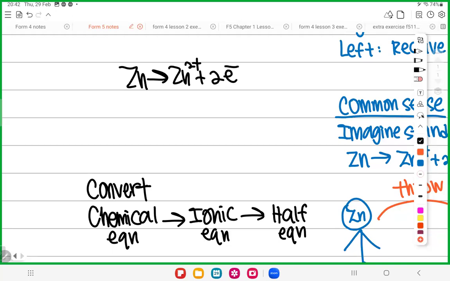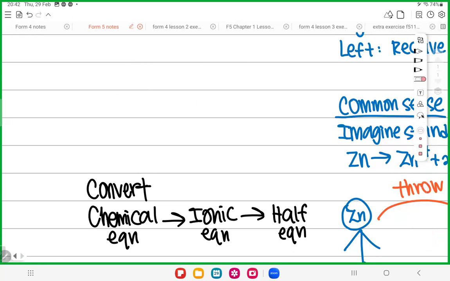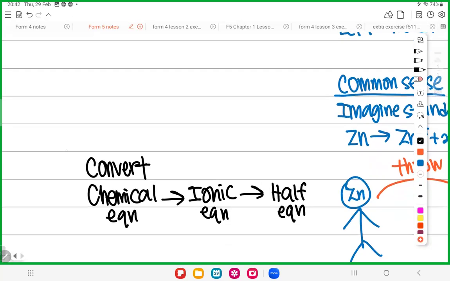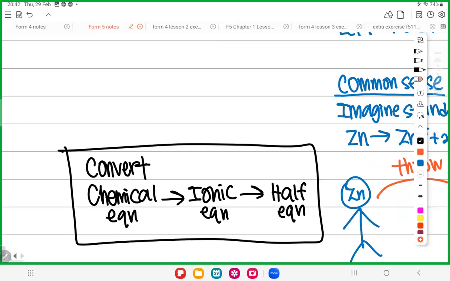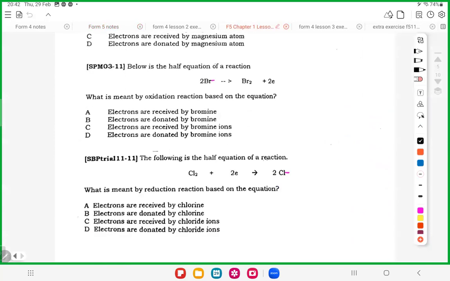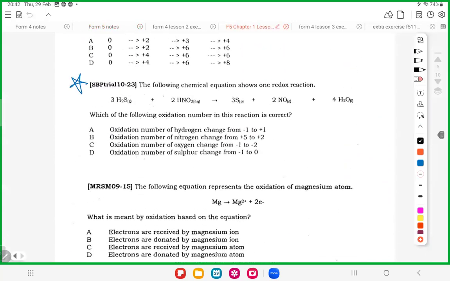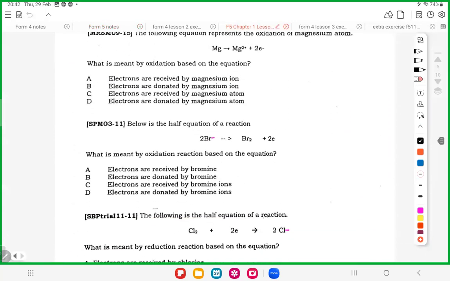But most of the time, they don't give you the half equation. So you must know how to get the half equation yourself, which is what I will teach you for the next 20 minutes. But before we go for this, let's assume, what if they give us the half equation? How are we going to do it?